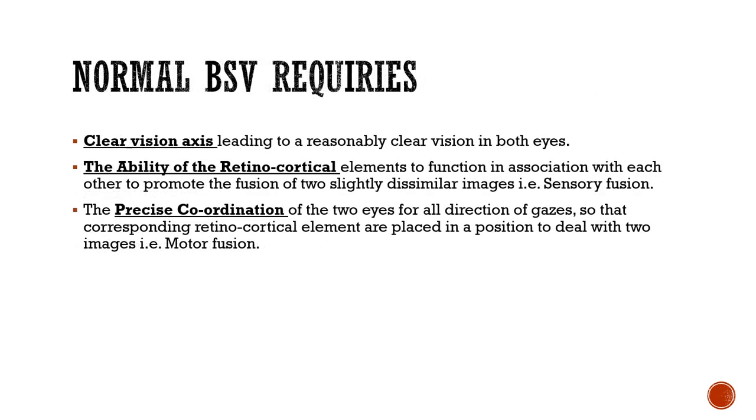So, in order for an individual to get normal BSV, three criteria should be met. A person needs a clear visual axis and the ability for the retina to focus the two dissimilar images, that is sensory fusion, and then coordination of both eyes is very important.